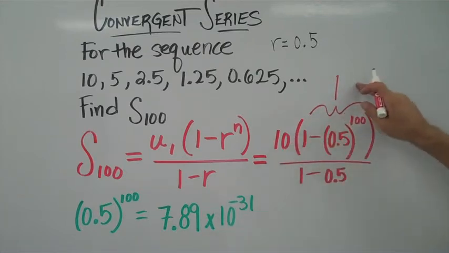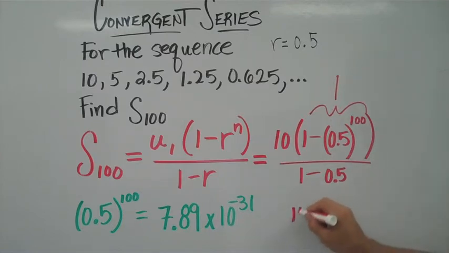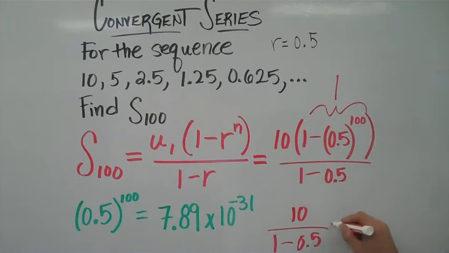So what's 10 times 1? This can be approximated by 10 times 1 divided by 1 minus 0.5, which is equal to u1 divided by 1 minus r, which is what we had before.